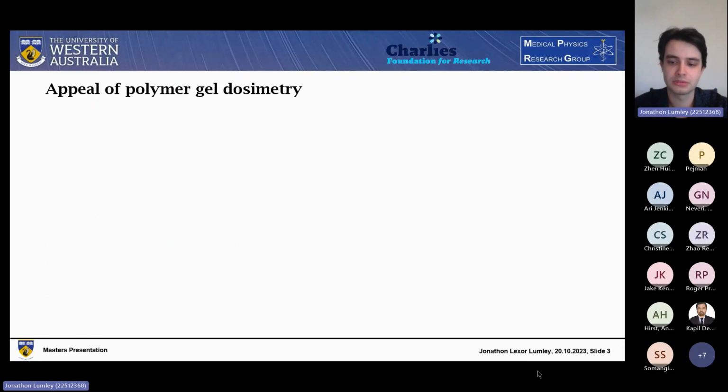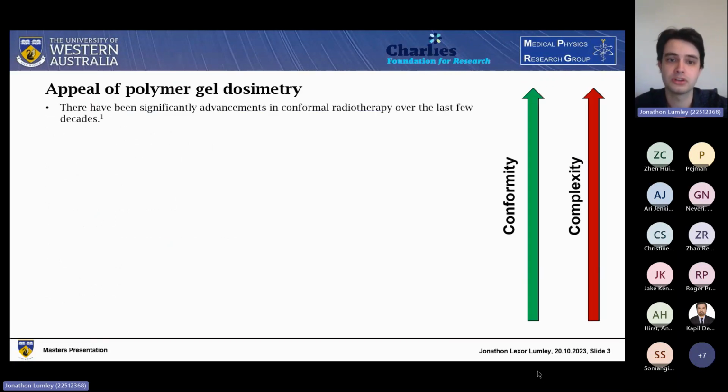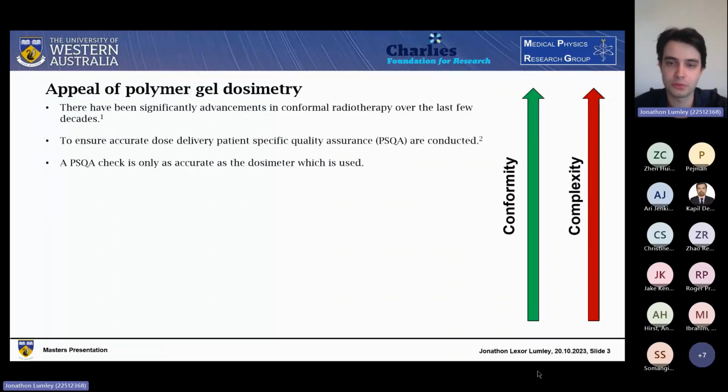So for the appeal of polymer gel dosimetry, over the last 25 or so years, there have been significant advancements in conformal radiotherapy. This has led to a sharp increase in conformity for planning tumor volumes, as well as a large increase in complexity of the treatment. Therefore, to ensure that we're still giving accurate patient doses, we have introduced patient-specific quality assurance tests. What we do is measure the dose distribution to a phantom, and then we see the agreement that has compared to the treatment planning system.